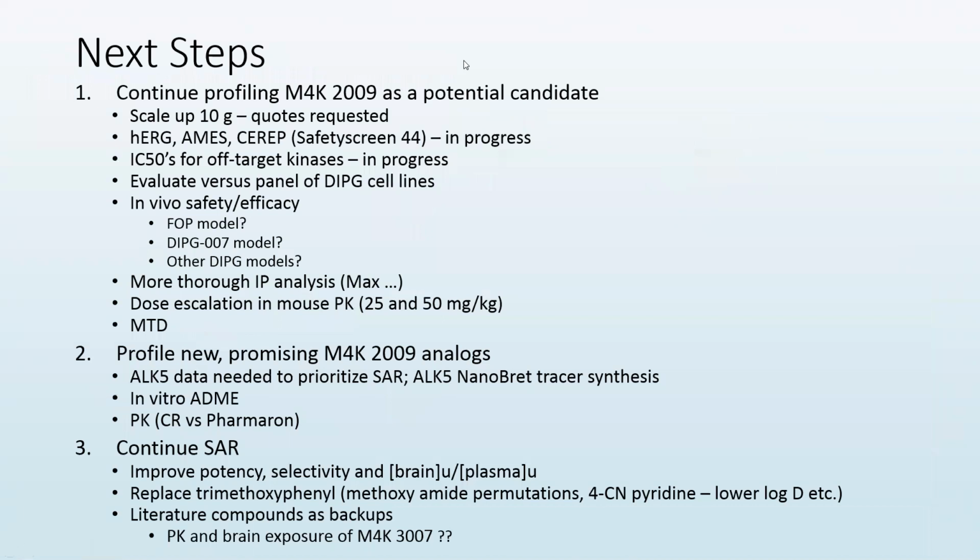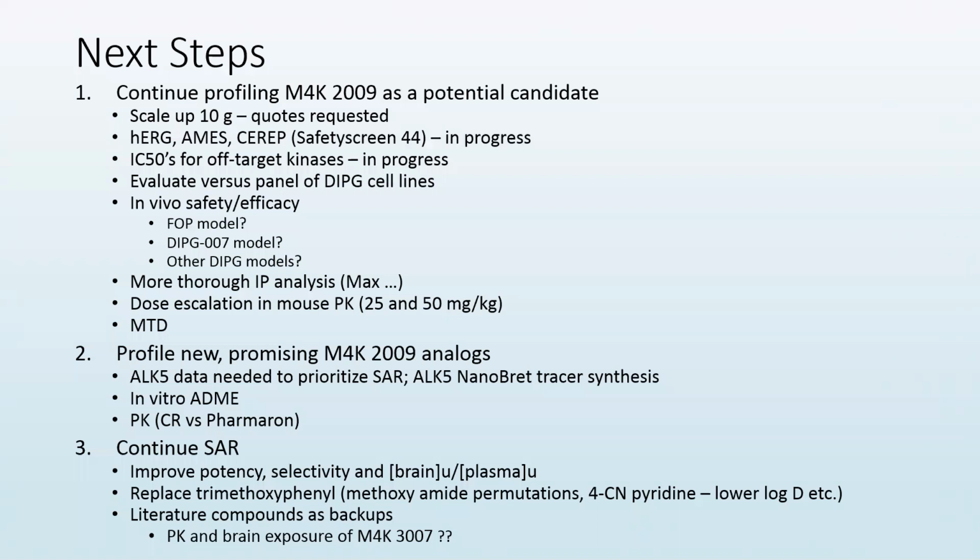So the next steps, and after this, I think we'll move into some discussion about this, and I'm certainly open to alternative suggestions. But we're looking at scaling up M4K 2009 to about a 10-gram scale to make sure that anyone who wants the compound, anyone who wants to test it in whatever assays, it will be available for them, and for us to continue profiling it as well.